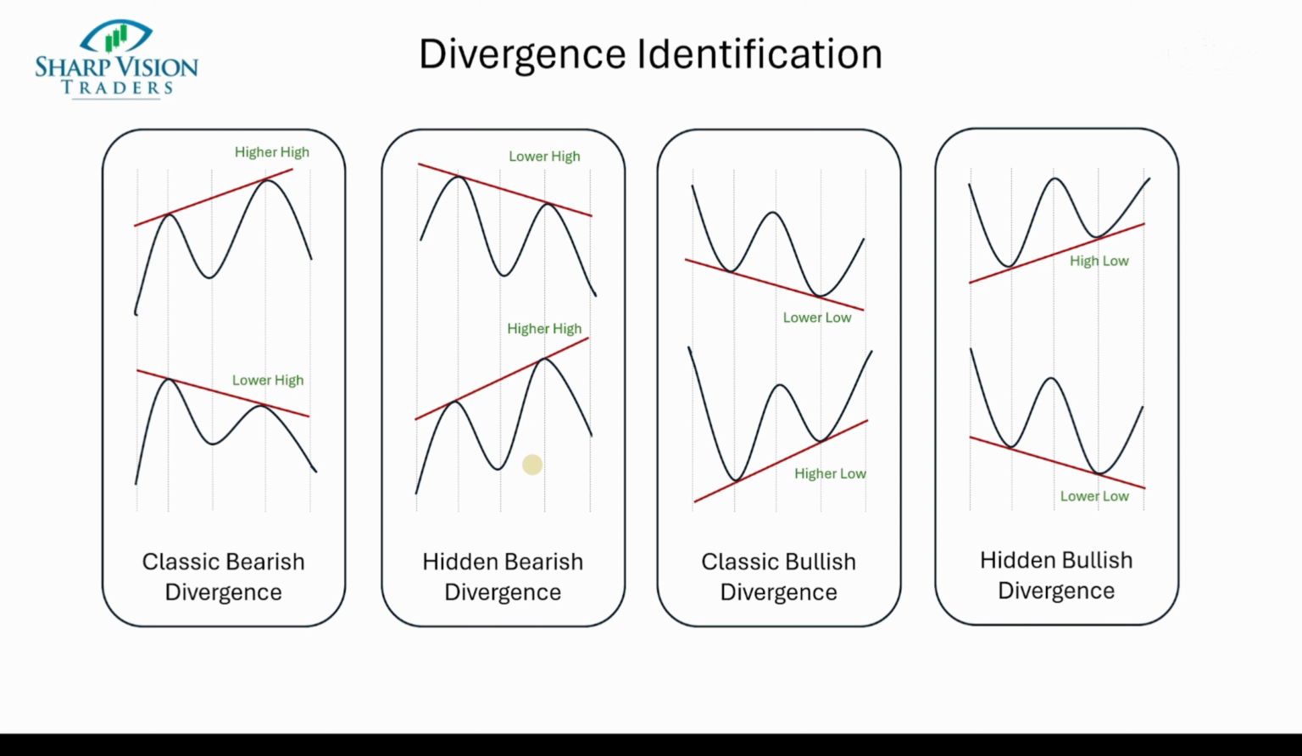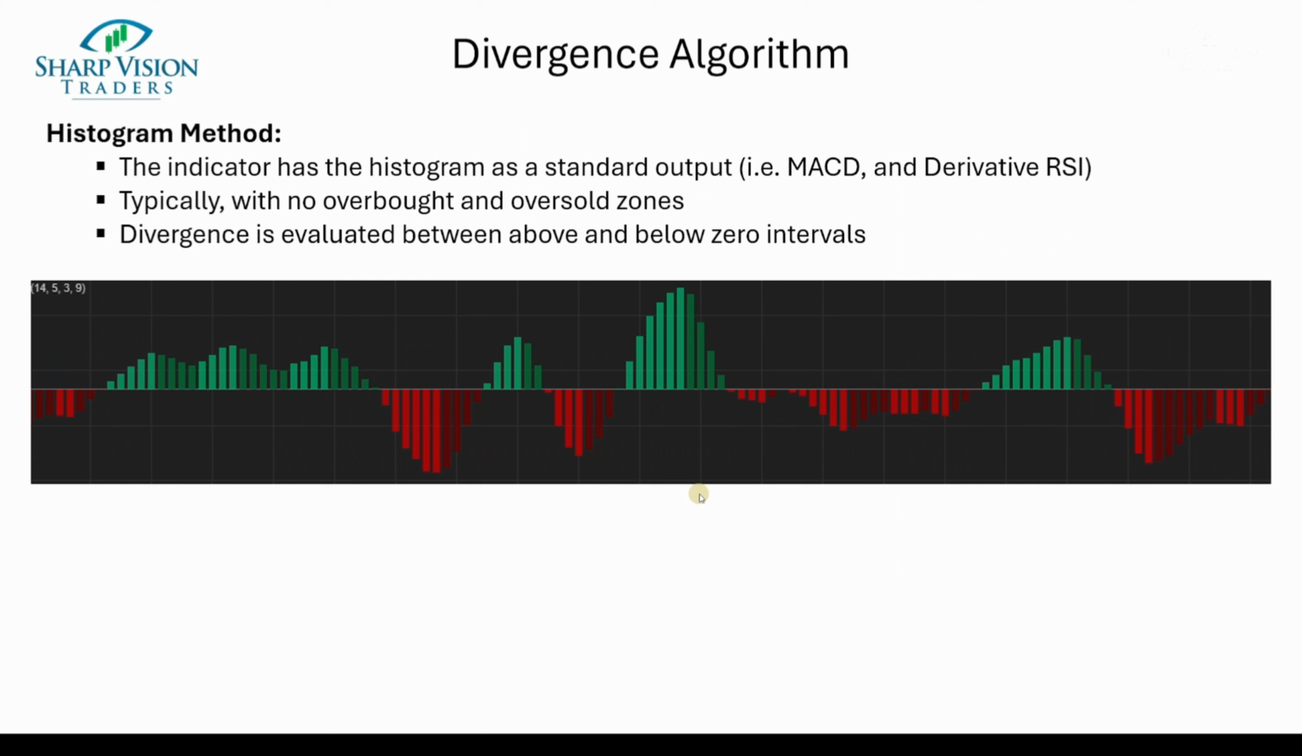Now that we've covered the basics of each type of divergence, let's move on to explaining how our divergence algorithms work and how they can be applied to our Sharp Vision Traders indicators. There are 2 methods: the histogram method and the curve method. We will start with the histogram method, as it is simpler to grasp. The histogram method is typically used for any indicators that generate a histogram as their output. It evaluates divergence by examining the intervals that fall above and below 0.